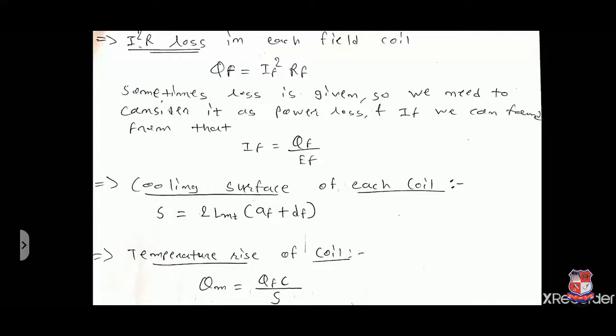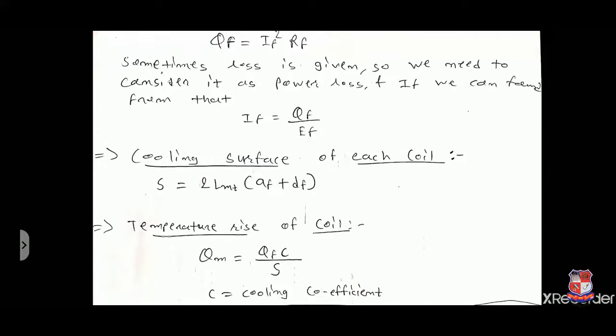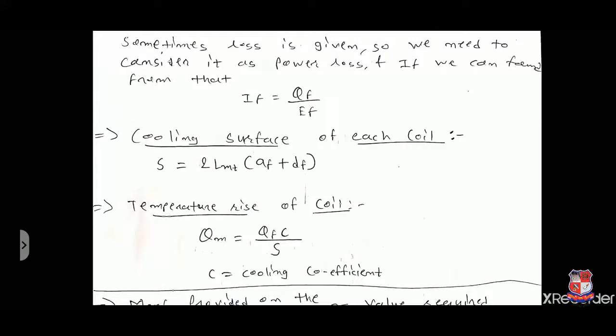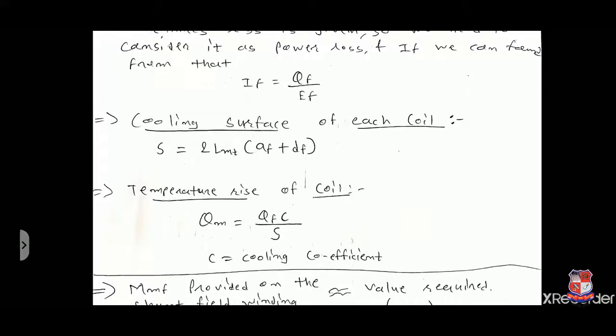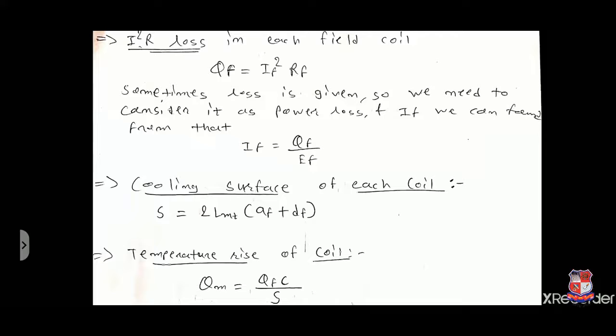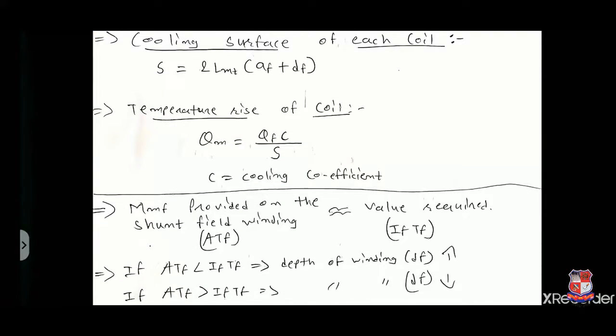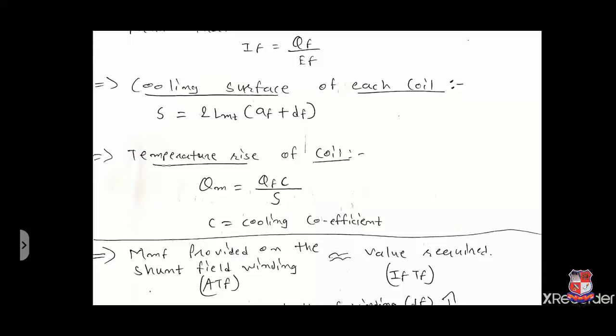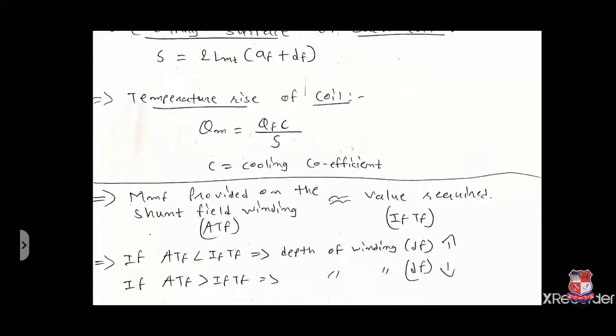Again, for the cooling surface of each coil, the surface area is given by S is equal to 2 LMT (AF plus DF). If we can find the surface area, then we can also find the temperature rise. The temperature rise of the coil theta m is given by QF into C divided by S. C is the cooling coefficient. QF is again taken here as the I square R loss over the surface S, and C is the cooling coefficient. The value of C is given to us.